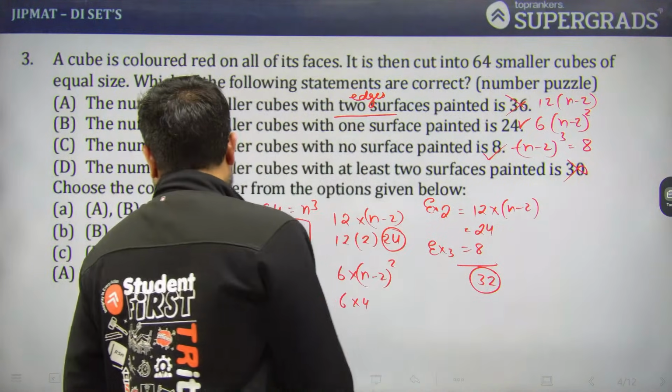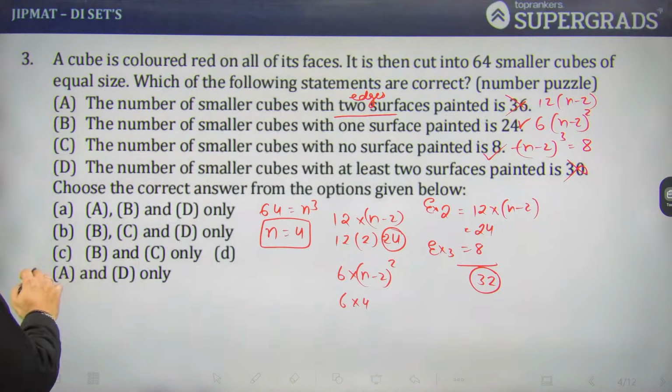So this is also wrong. So the answer is, how many of them are correct? Only B and C are correct. Answer is C, Calcutta.